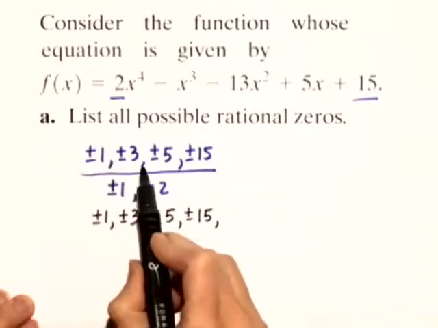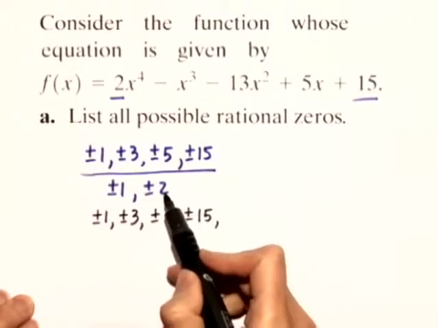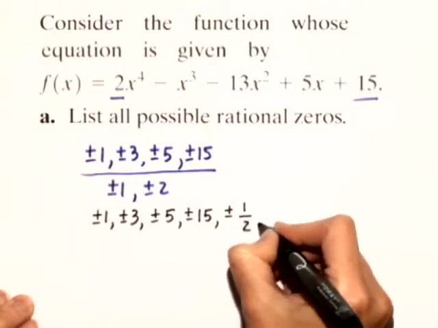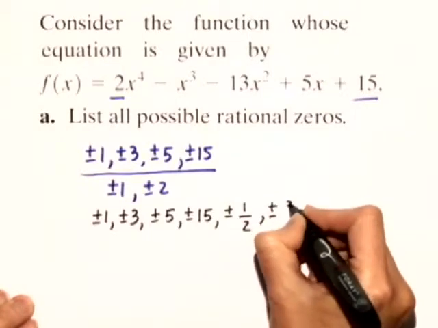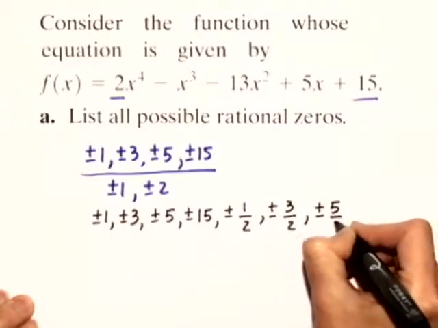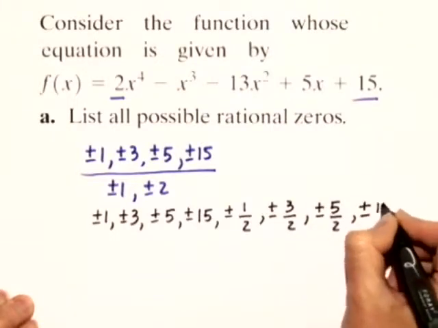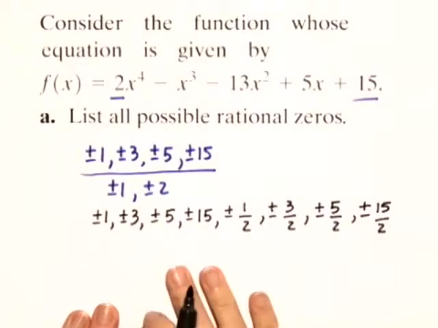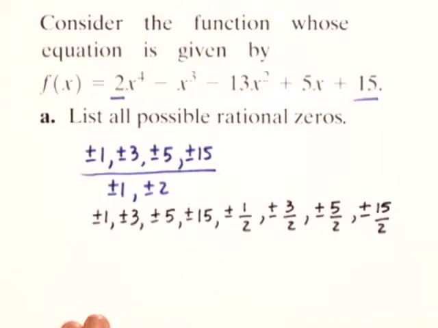Then we'll take each of these factors in the numerator and also divide them by 2. So we'll have plus or minus 1 half, plus or minus 3 over 2, plus or minus 5 over 2, and plus or minus 15 over 2. So here is the complete list of our possible rational zeros. Now let's move on to part B.